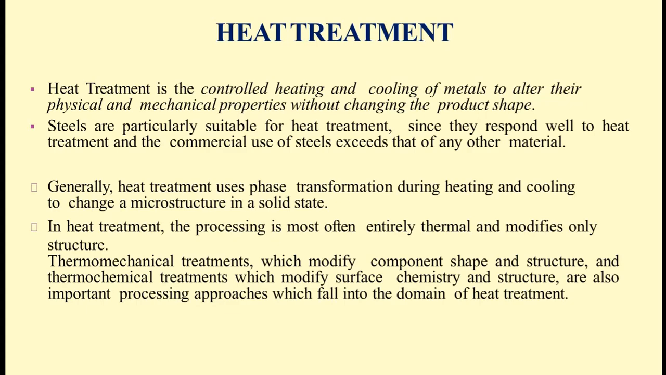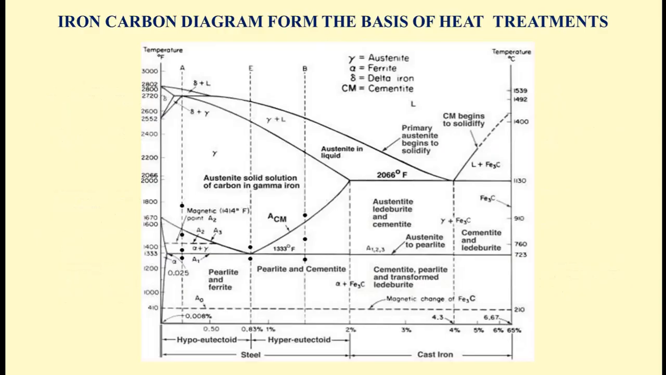Now steels are particularly suitable for the heat treatment process. Although other materials, metallic, non-metallic, etc., also undergo heat treatment depending on their application and utilization, as per our syllabus we limit ourselves to steel. Generally heat treatment uses phase transformation during heating and cooling to change the microstructure in the solid state. Now this is the iron carbon diagram.